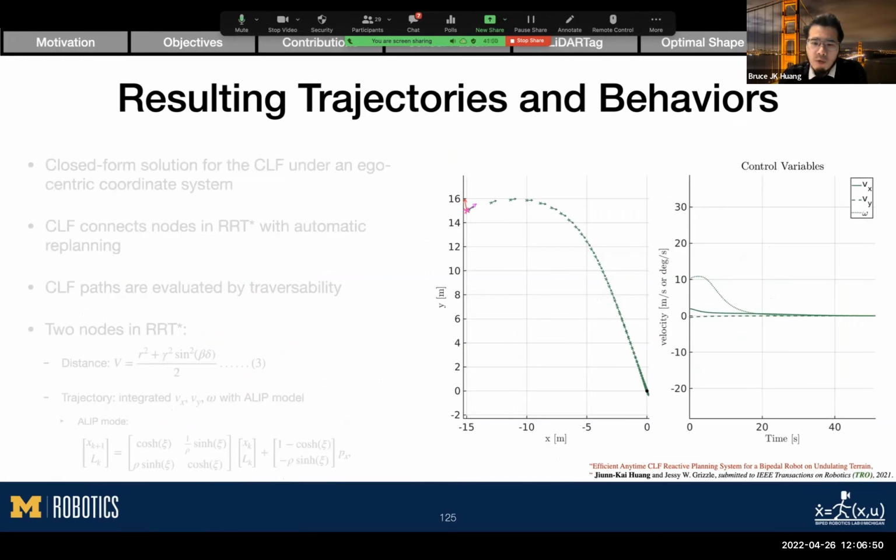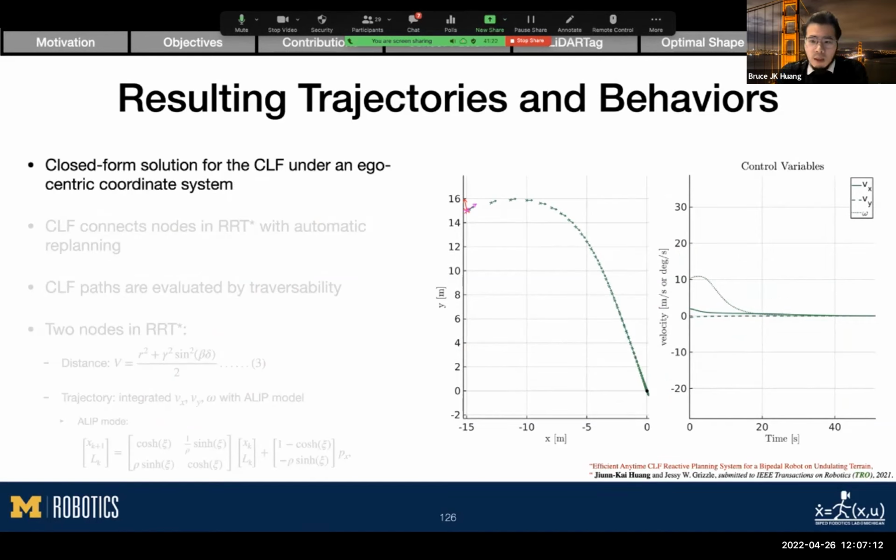You can see we have 3 control variables: longitudinal velocity Vx, lateral velocity Vy, and angular velocity omega. You can see the control variables smoothly converge to 0. On the left figure, we show the resulting trajectory of the control variables.